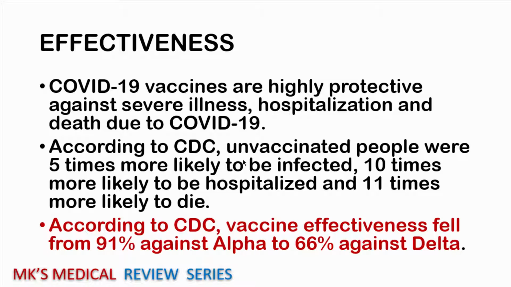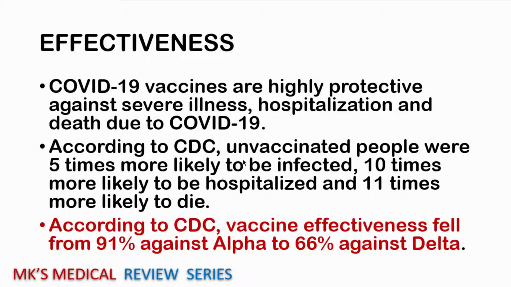And according to the CDC, they estimate that unvaccinated people were 5 times more likely to be infected, 10 times more likely to be hospitalized and 11 times more likely to die. So this already goes to show you that the vaccination program is much more effective than we thought it would be, even though we're not yet at the target where we need to be.